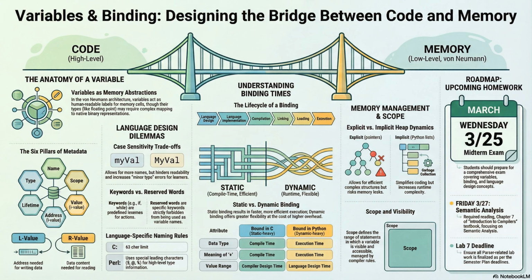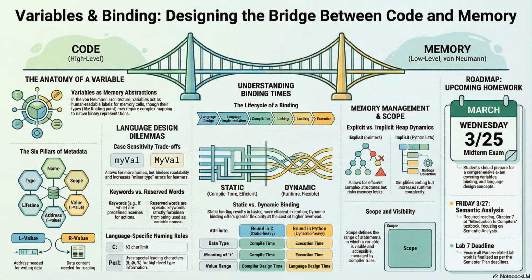The reason compilers care so deeply about this distinction is because reading a memory address requires a completely different set of CPU instructions than writing to one. So if I write x equals y, x is the L value. The compiler is prepping to write to the physical address of x. But y is the R value. The compiler isn't touching y's address to change it. It's just fetching whatever is currently parked inside of y to copy it over.